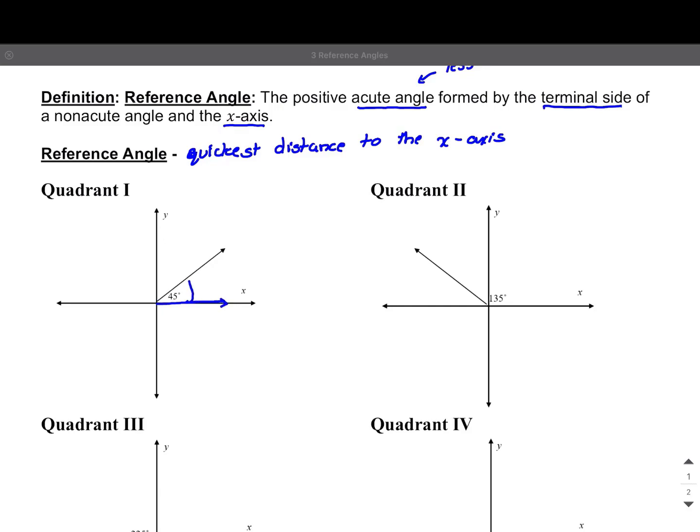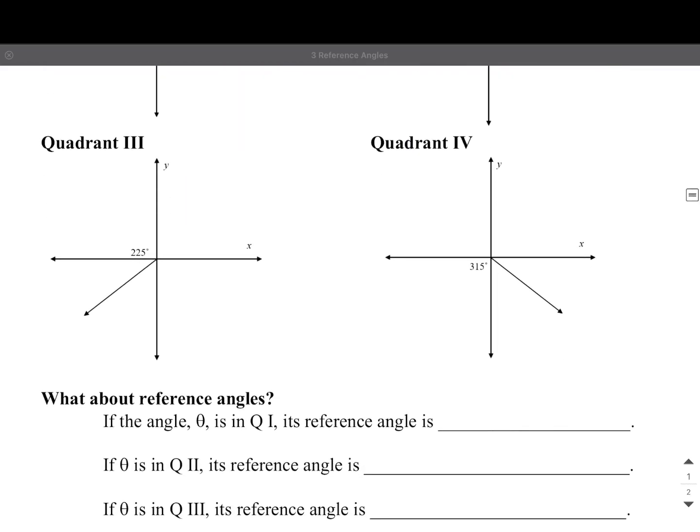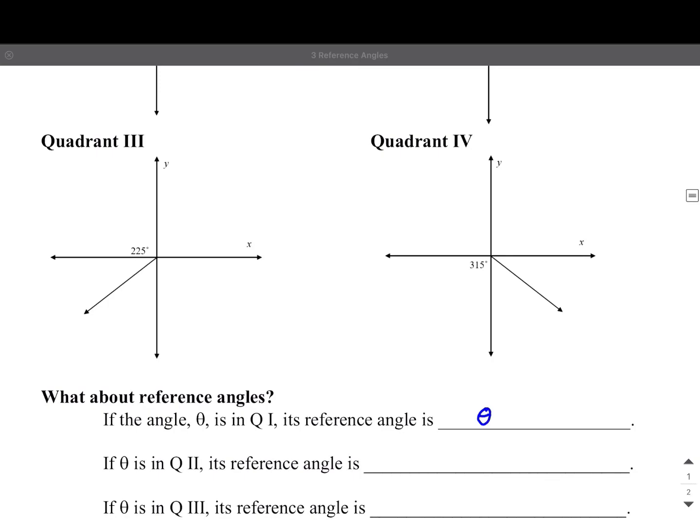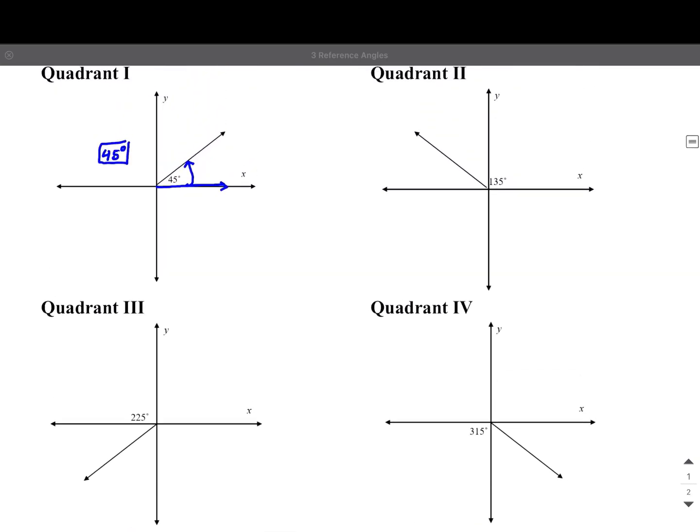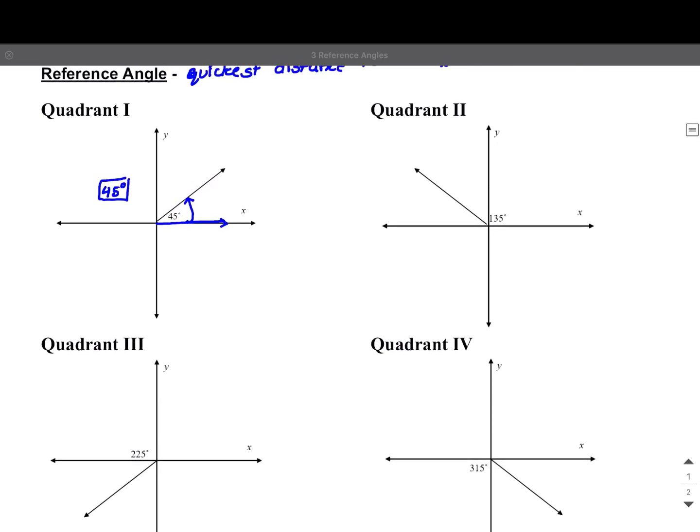We rotate up, in this case, 45 degrees. So how far from the x-axis did that go? It went 45 degrees up. The reference angle would be 45 degrees because it went up less than 90 degrees. Any angle in the first quadrant is its own reference angle, as long as we're dealing with positive angles.